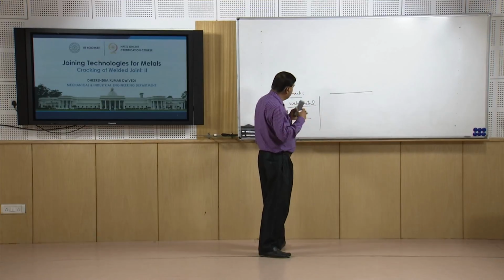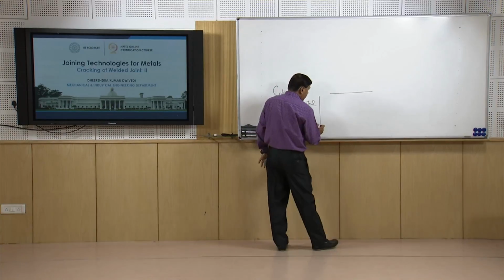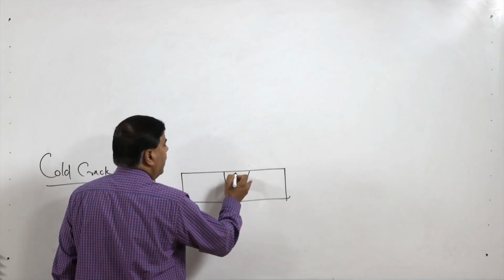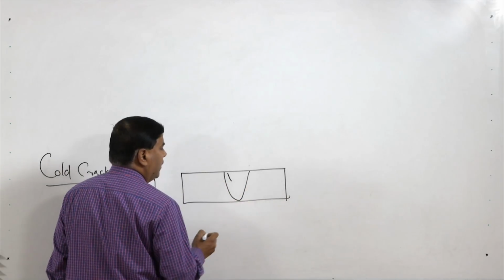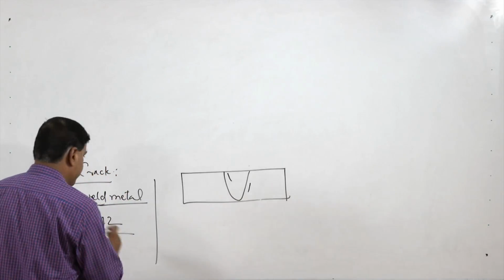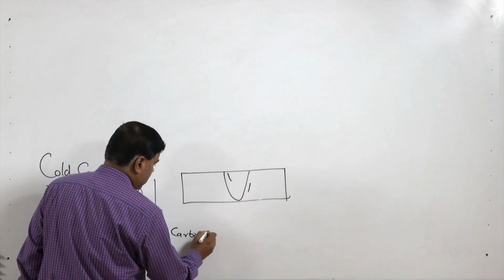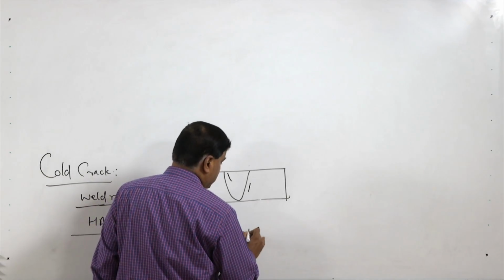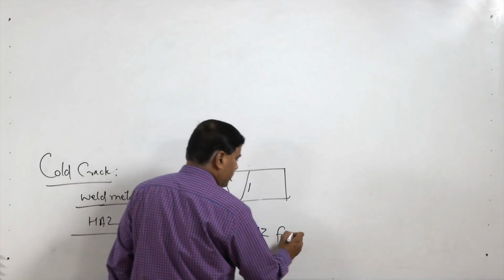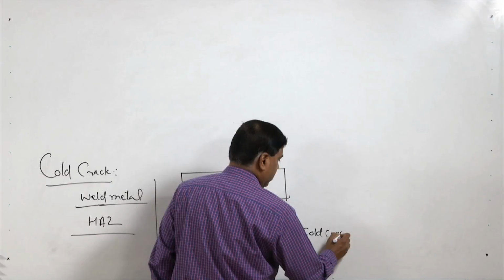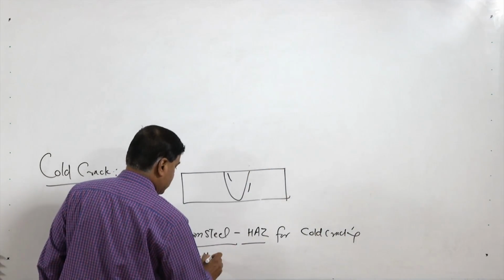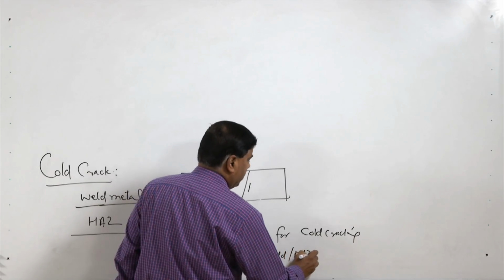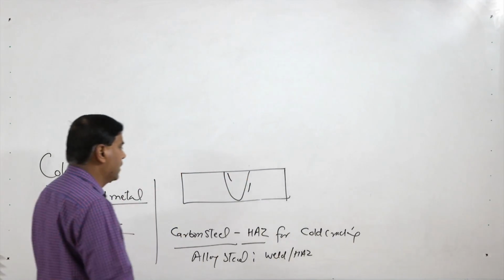Now coming to the kind of metal systems which are sensitive for such kind of cracking. If you see, say this is the weld joint of the steel. The cracks may occur in the weld or in the heat affected zone. So, the carbon steels whose hardenability is limited, means not that high, their HAZ is found sensitive for cold cracking, while in case of the alloy steels having the high hardenability, the weld as well as HAZ both show cracking tendency for the cold cracking.